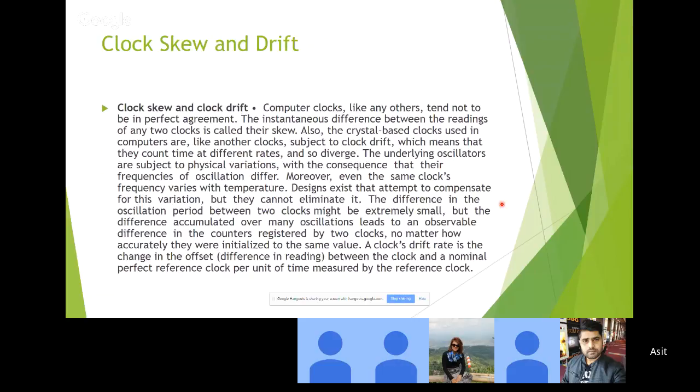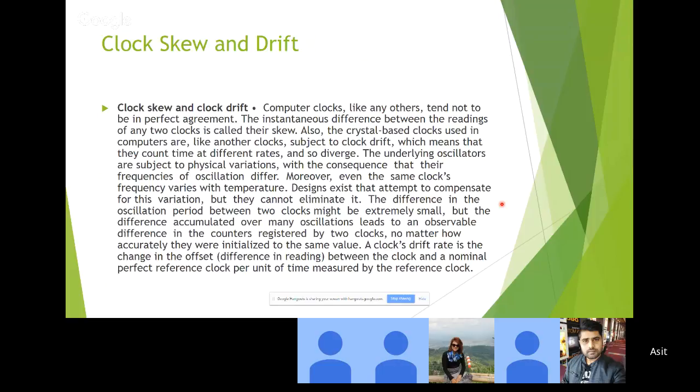So let's try to understand what clock skew or drift is. That's what hinders every computer from lagging between times, in seconds, milliseconds or nanoseconds. So what is clock skew, and what is clock drift?